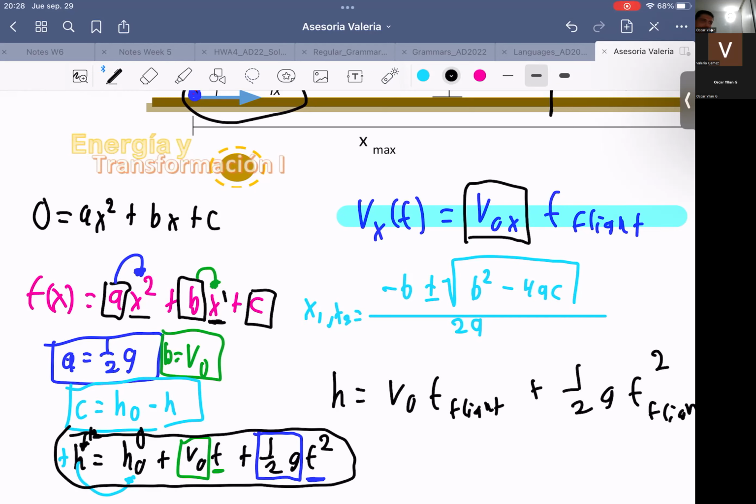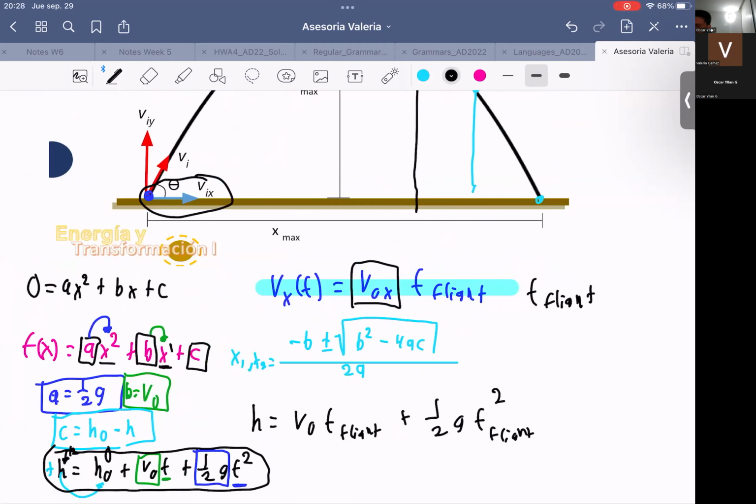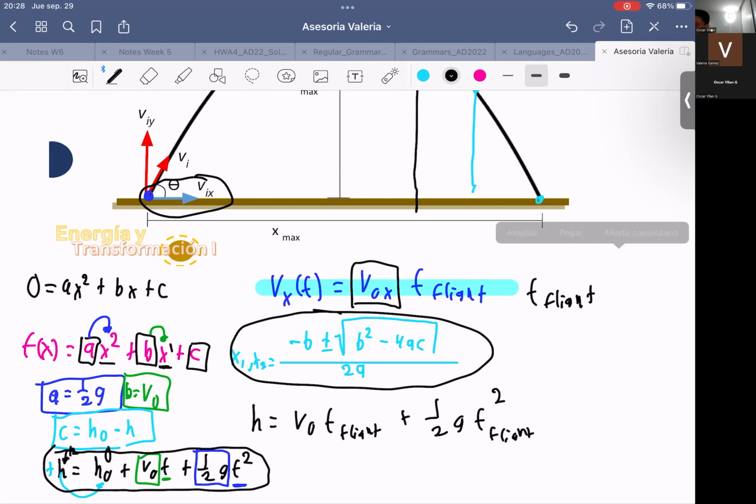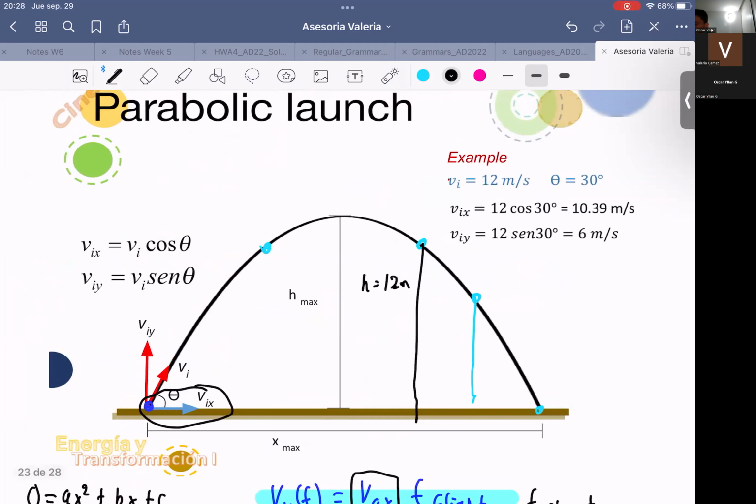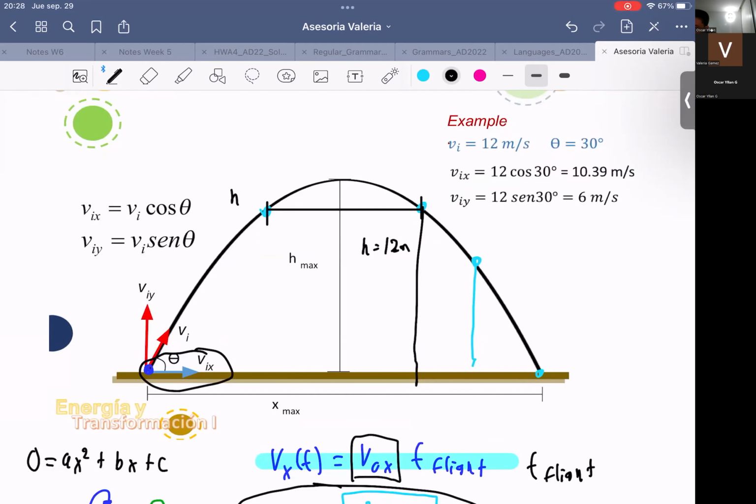With that, using the general formula, you are going to get two times of flight. Why do you get two times of flight? Because if you see these two positions, they are equivalent in Y. They have the same height. H1 and H2 are equal.